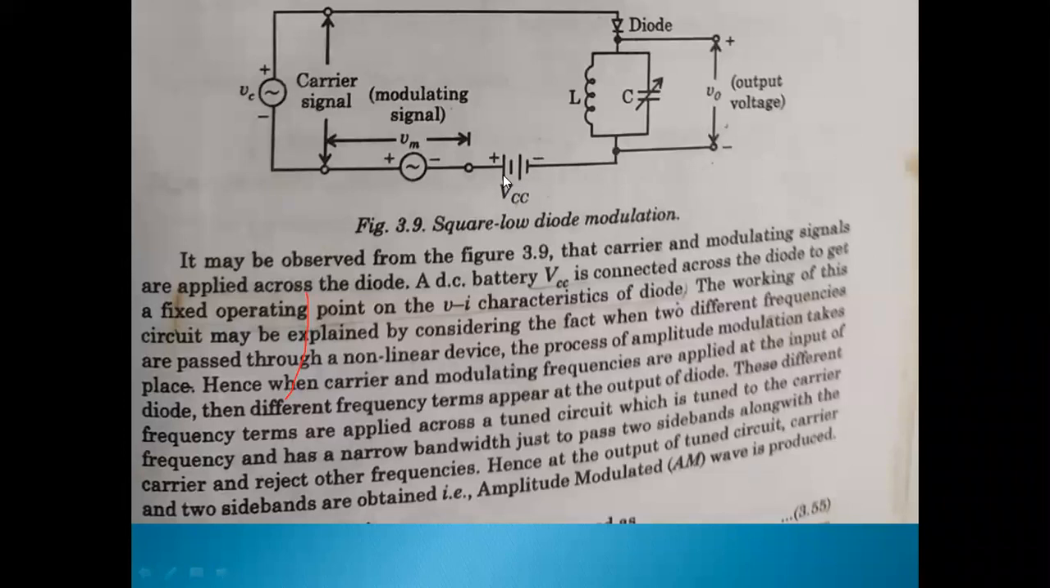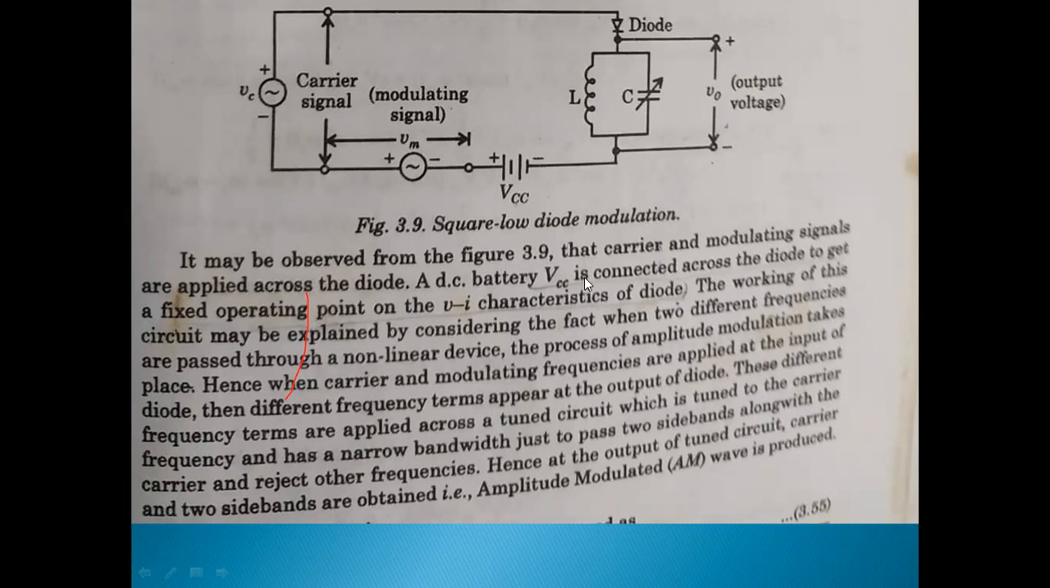VCC is a battery used as the operating voltage. For the diode, we give two signals. One is the carrier signal and one is the modulating signal. And for the diode operating condition, we use the VCC supply. The diode output is given to a tank circuit, designed by L and C components. L is an inductor, C is a capacitor. Across the capacitor, the output is taken as V naught.